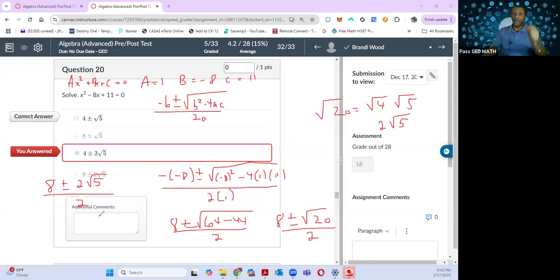This is where people make the mistake, because it's not just 8 divided by 2. It's 8 divided by 2, which is 4, and then 2 divided by 2, which is 1. So your answer is either 4 plus the square root of 5 or 4 minus the square root of 5. So this is your final answer, which is here.